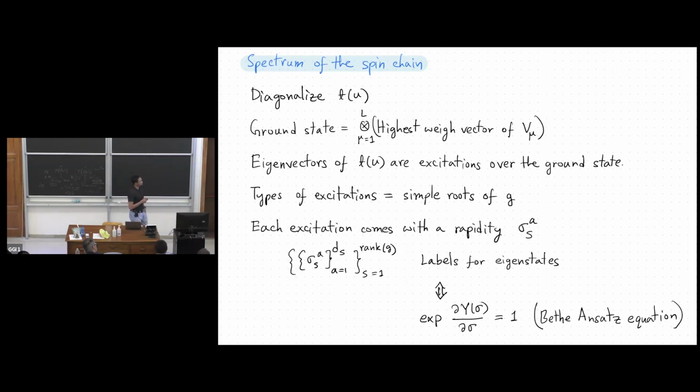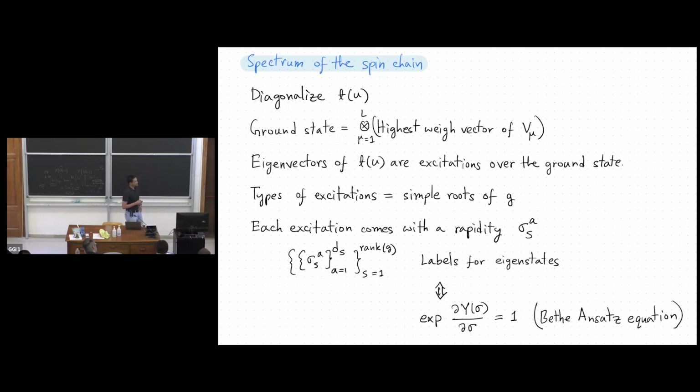In the algebraic Bethe ansatz, the diagonalization happens similarly to how we find the highest weight representations of Lie algebras. So we start with some ground state, which is the tensor product of all the highest weight vectors in my representations. By the way, they can be finite dimensional or Verma modules. I guess in principle they can be more complicated representations, but so far I only know how to talk about finite dimensional and Verma modules. And the eigenvalues of these transfer matrices are excitations over these ground states.